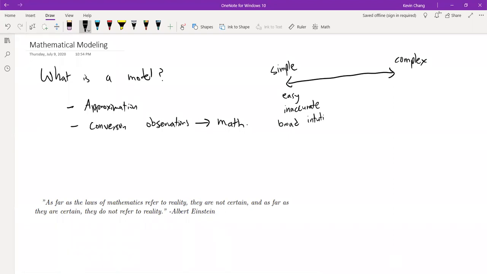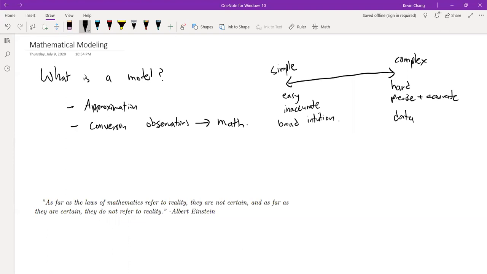So it might not give us the most accurate prediction of real life, but it'll give us a general idea of what's happening, and that might help us understand what we're dealing with. And on the other hand of our spectrum, we have very complex models. So these models are very difficult to create, but they're often very precise and accurate. And the only problem with very complex models is that they'll require a lot of data and parameters. So the more complex you want something to be, the more input information you'll have to give it.